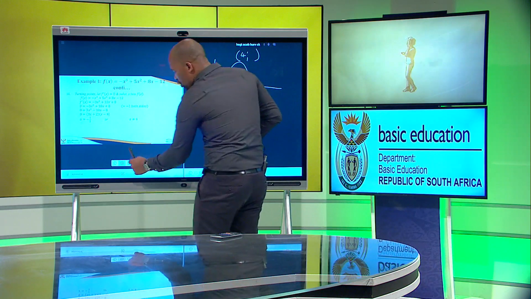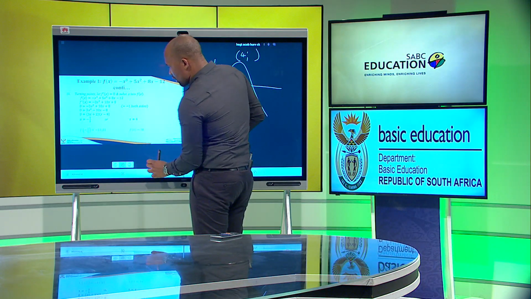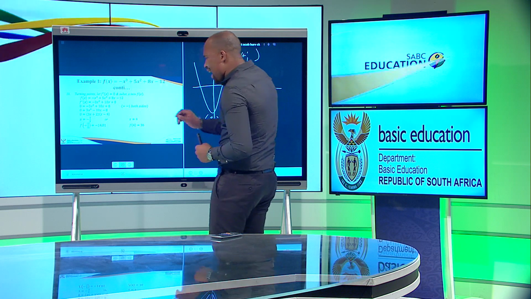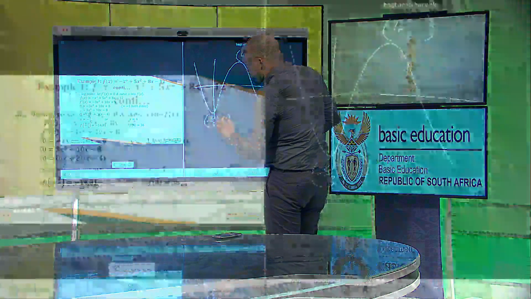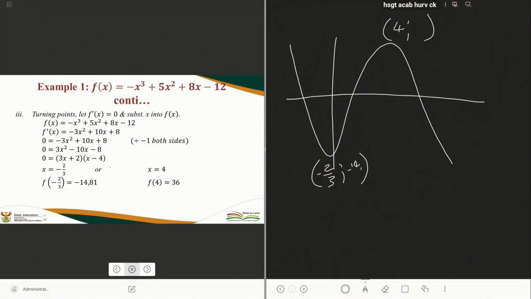Not the derivative or anyone else. So allow me to say, in my graph of f, when x is equal to negative 2 over 3, my y value will be negative 14,81. When x is 4, my y value will be positive 36. That's how we get our turning point. Then I can name that as my minimum turning point, and I can name that as my maximum turning point.